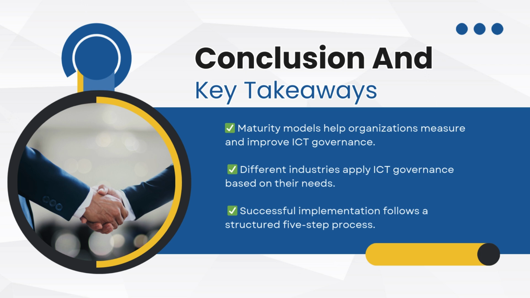Alright, let's summarize what we have learned in Chapter 2. Number one, maturity models help organizations to measure and improve ICT governance. Number two, different industries apply ICT governance based on their needs. And thirdly, successful implementation follows a structured 5-step process. That is it for Chapter 2.